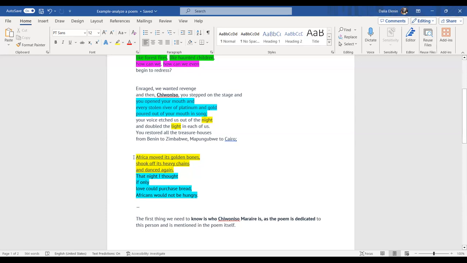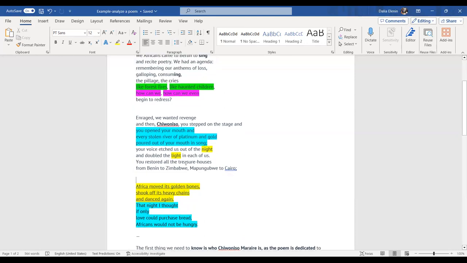Look at Africa. Is Africa a human being or a thing? Thing. Absolutely. So when I give anything, like an animal or an element of nature or a place, one of the characteristics of human beings, it is called personification. So the poet here personifies Africa as if she is a girl who is dancing and shaking off her heavy chains, and she is now dancing. So here is a personification.